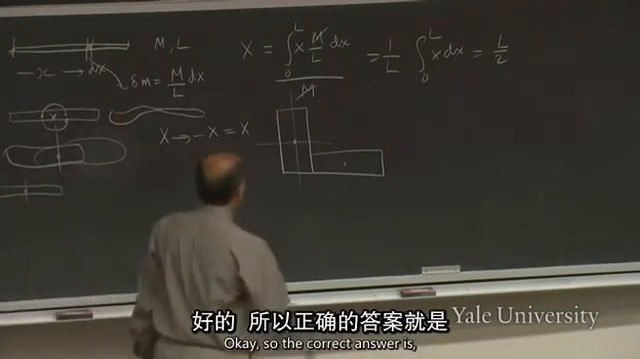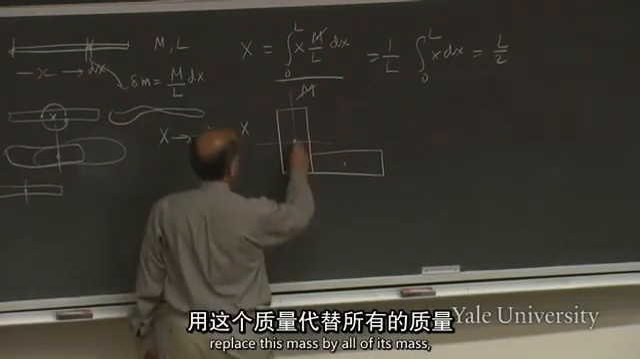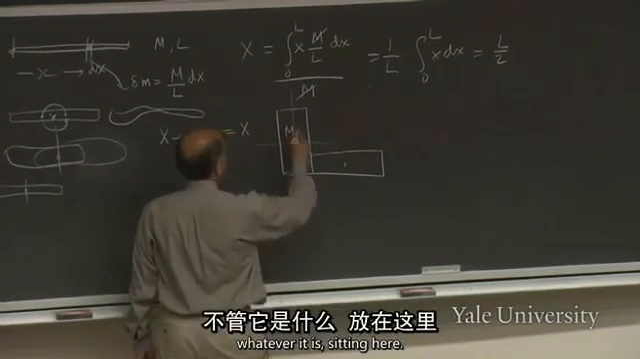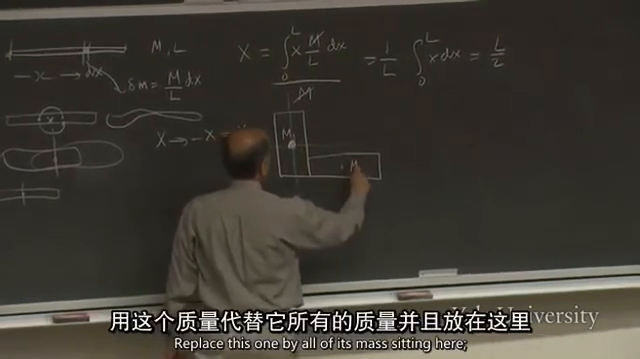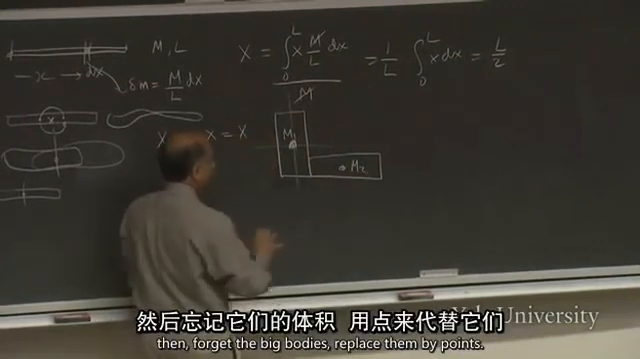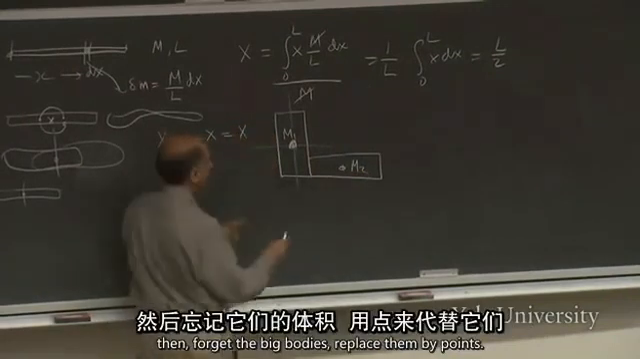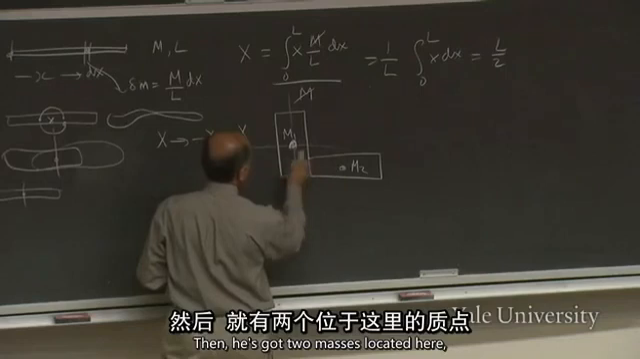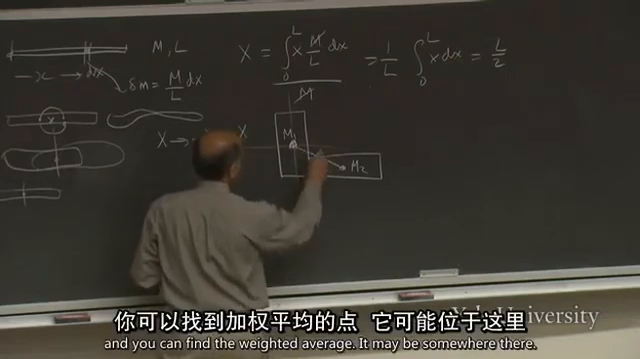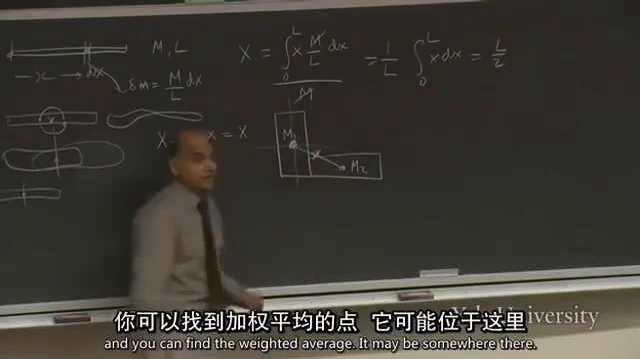Okay, so the correct answer is replace this mass by all of its mass, whatever it is sitting here. Replace this one by all of its mass sitting here. Then forget the big bodies, replace them by points. Then you've got two masses located here, and you can find the weighted average, which may be somewhere there.